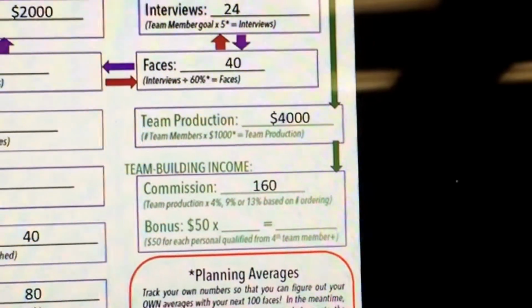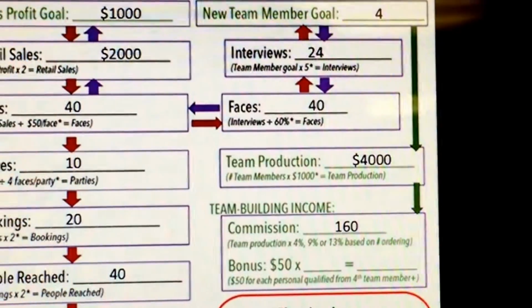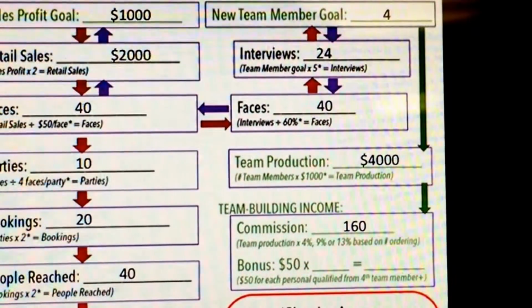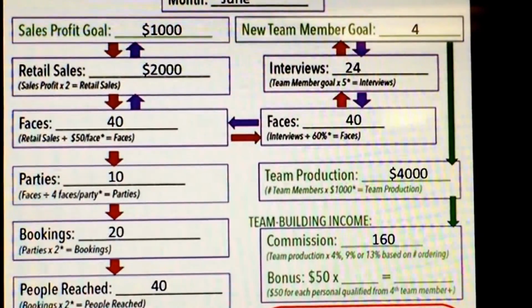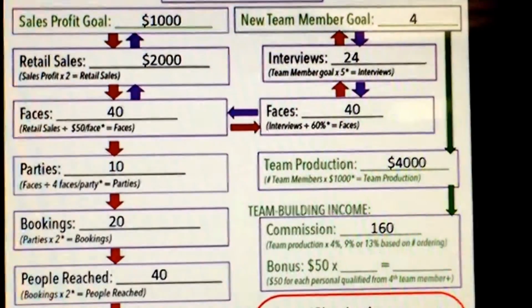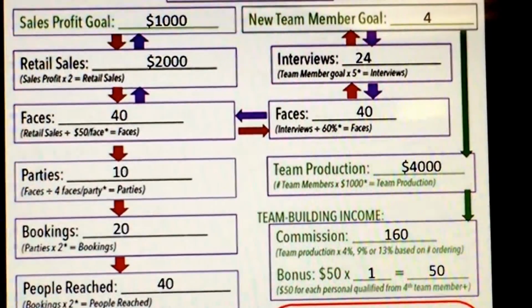Now, in this case, you have 4 team members in 1 month, and starting with your 4th team member that is qualified, meaning that they place at least a minimum order of 600 wholesale, you also get a $50 one-time bonus for each person starting with the 4th one. So your bonus here, $50 times 1 equals $50.